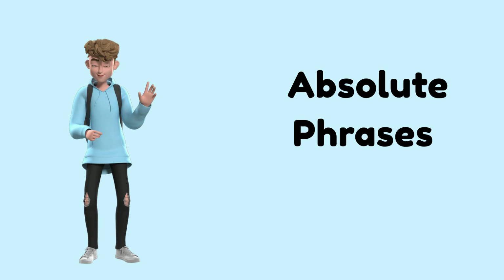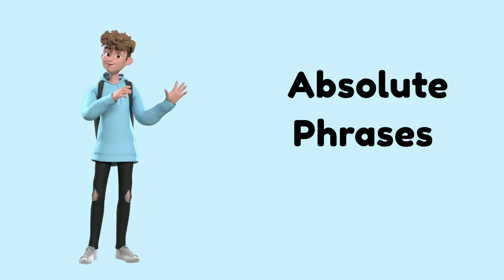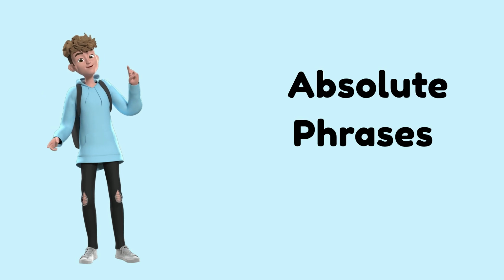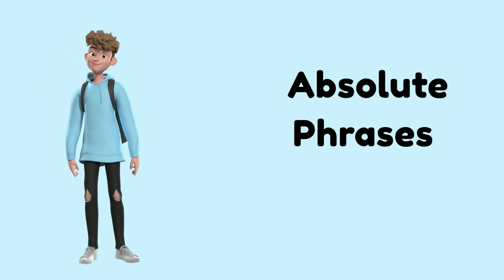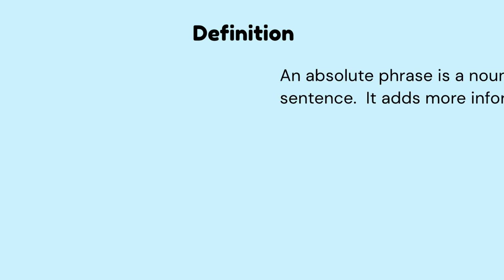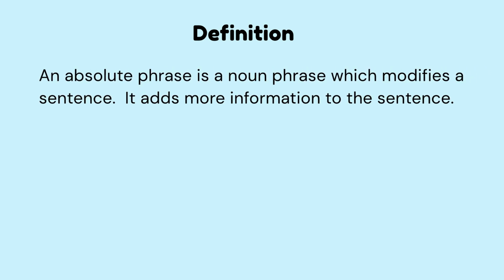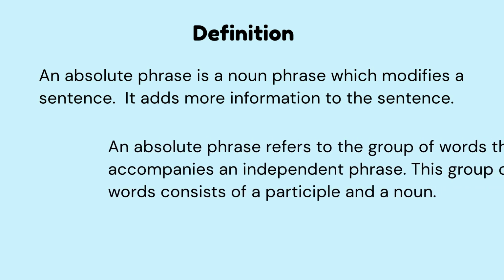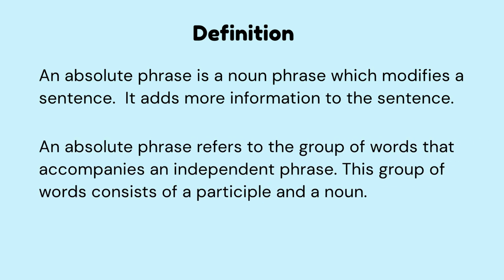We're going to practice absolute phrases, a fun way to make your sentences more detailed and interesting. An absolute phrase is a noun phrase which modifies a sentence. It adds more information to the sentence. An absolute phrase refers to the group of words that accompanies an independent phrase. This group of words consists of a participle and a noun.